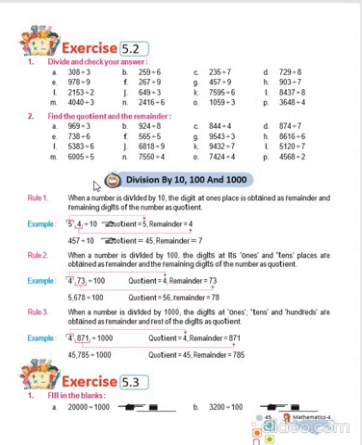Now let's learn how you can divide by 10, 100 and 1000. Rule number 1. Suppose we want to divide any number by 10. The digit at the one's place is obtained as the remainder and the remaining digits of the number will be the quotient. Like if you want to divide 54 by 10, the remainder will be 4, the one's place digit. And the quotient will be the tens place digit.